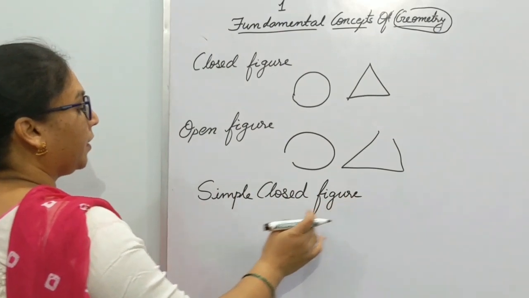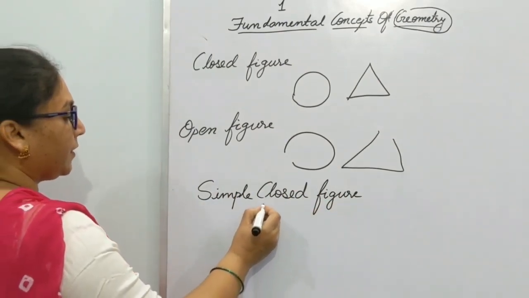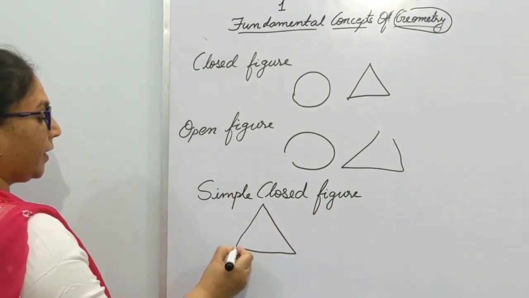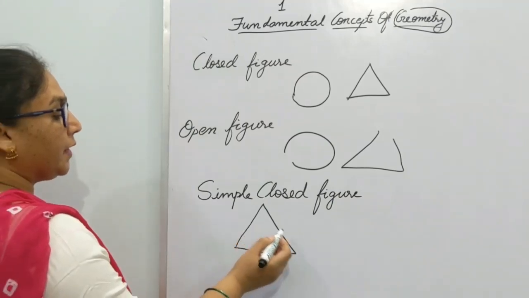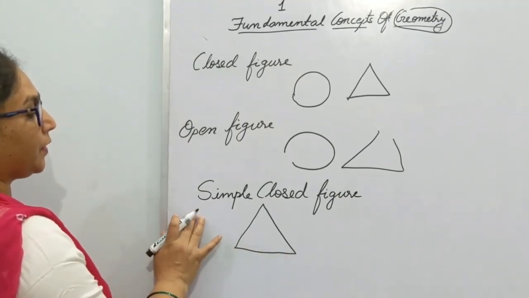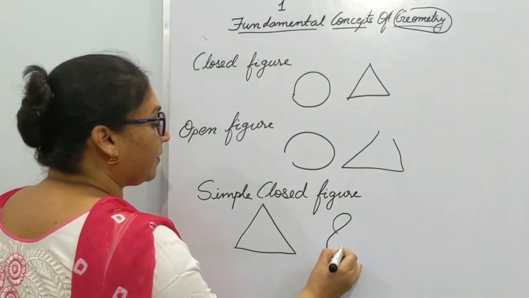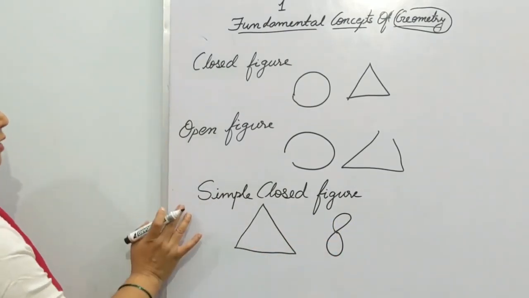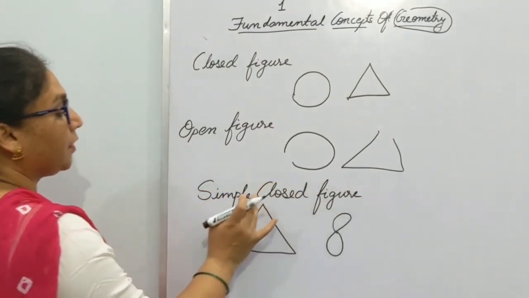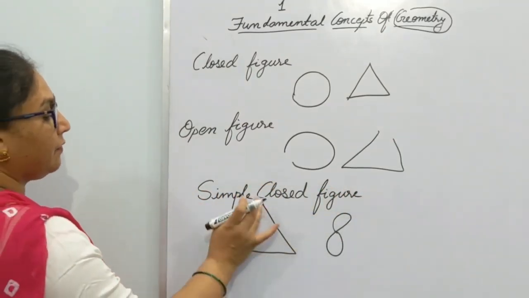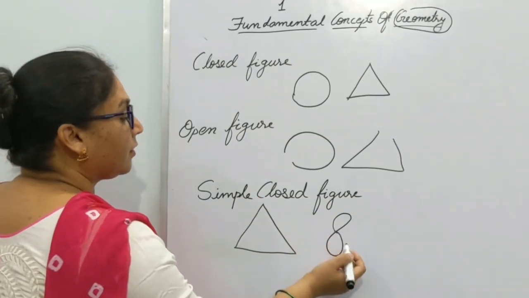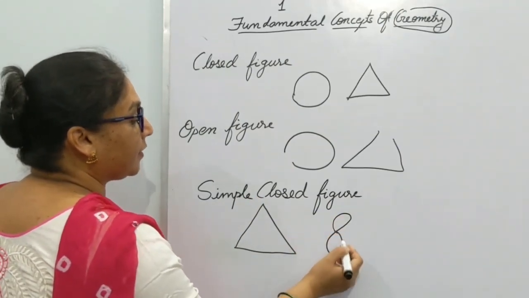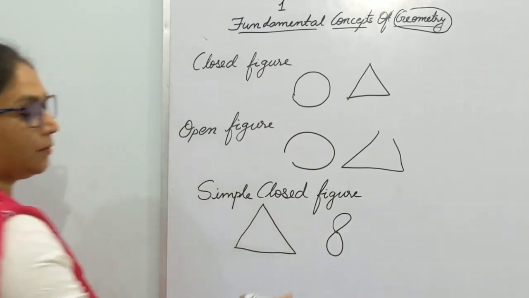Simple closed figure. If I draw one figure, you can see here this figure, and in this figure, if they don't intersect, it means it is a simple closed figure. A closed figure which intersects itself somewhere, then it is not a simple closed figure. So a simple closed figure is a figure which doesn't intersect itself, and a figure in which they intersect is not a simple closed figure.